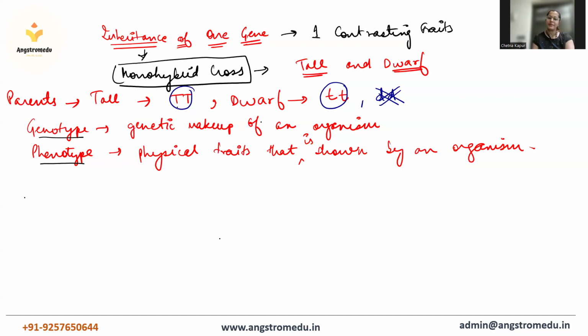And what is the allele? That means these two are the alleles. So if this is a gene for the tall trait, this is the first allele and this is the second allele. So for one gene to be expressed, there are two alleles, two factors that need to be considered.